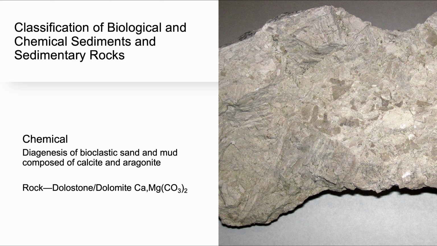And we have chemical rocks. Chemical rocks result from the diagenesis of bioclastic sand and mud composed of calcite and aragonite. When that happens, we call it dolostone or dolomite. Either term is correct for the rock. And again, this is a calcium magnesium carbonate.